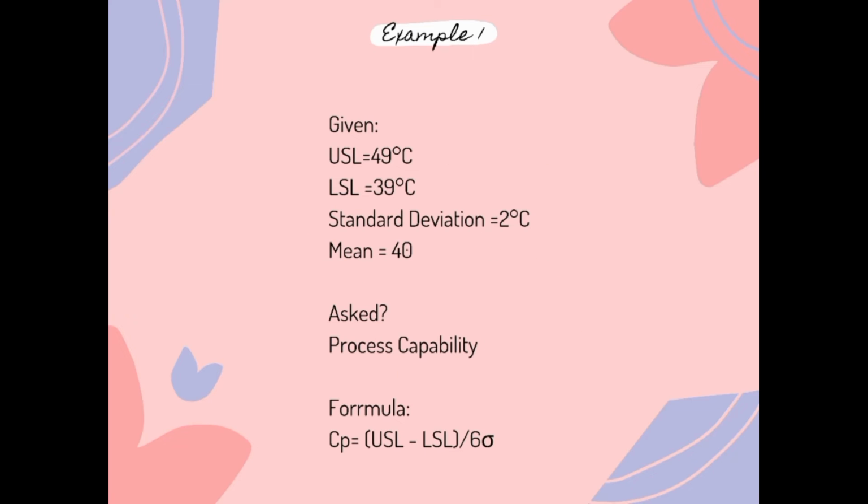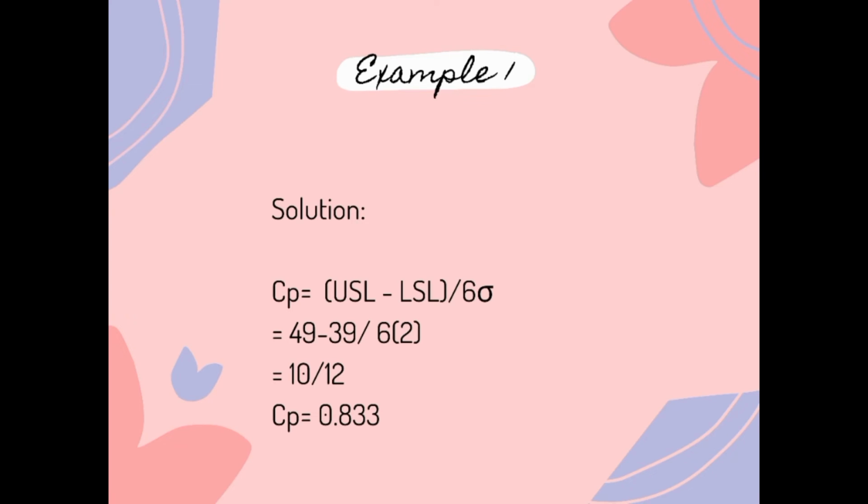So first, let's write the given. Upper specification limit, or USL, equals 49 degrees Celsius. Lower specification limit, or LSL, equals 39 degrees Celsius. Our standard deviation equals 2 degrees Celsius. Our mean equals 40. So what is asked? We need to find the process capability. The formula of process capability, or CP, equals the upper specification limit, USL, minus the lower specification limit, LSL, over 6 standard deviations.